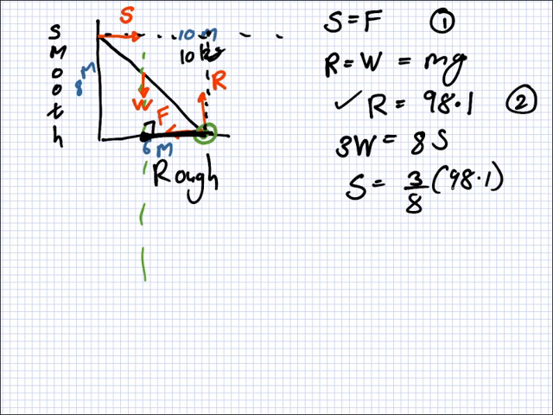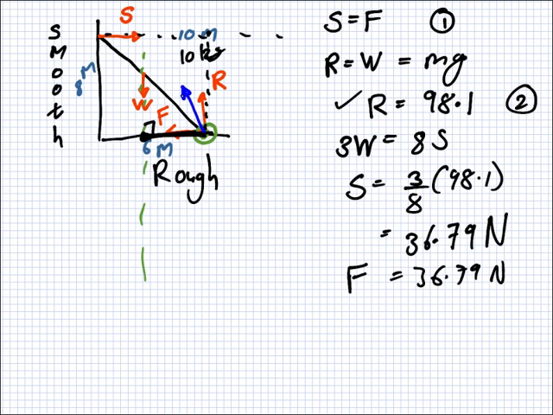Right. S is 3/8 times that. What is it? 36.9 perhaps. 36.79 newtons. And then lastly we can get the F, because F is equal to S. So F is 36.79. So finally, what I was trying to do here, these two forces combine to make a force here, and I actually wanted this angle.